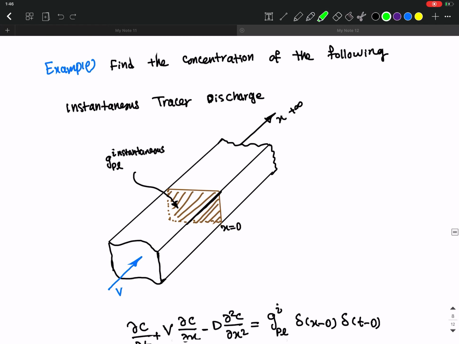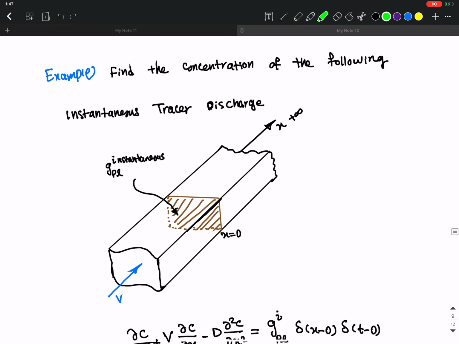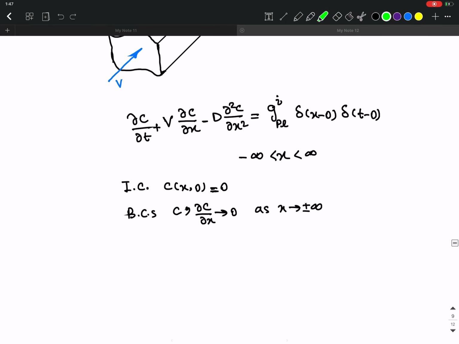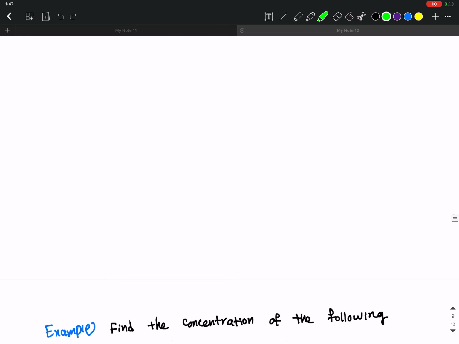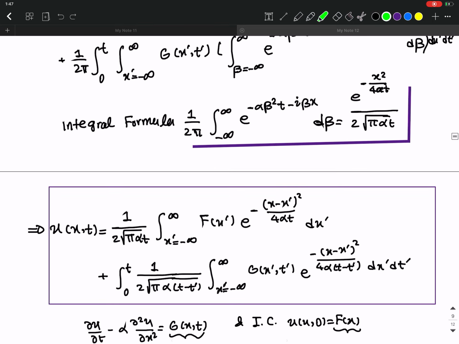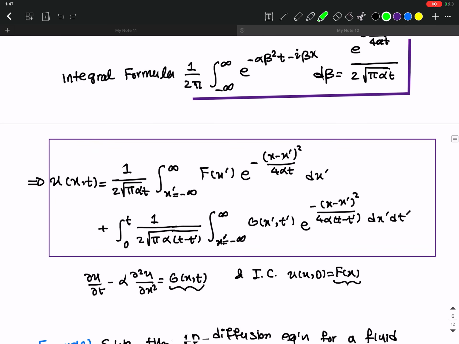And in the second example, we solved the concentration of this instantaneous tracer discharge, where we had a source term here, which suddenly discharged this tracer at x equals 0 and at t equals 0. So this was our equation, and the initial condition was set to 0. In the solution, because we have the source term now, but the initial condition f(x) is 0, this integral was 0. And we only had to evaluate this integral.